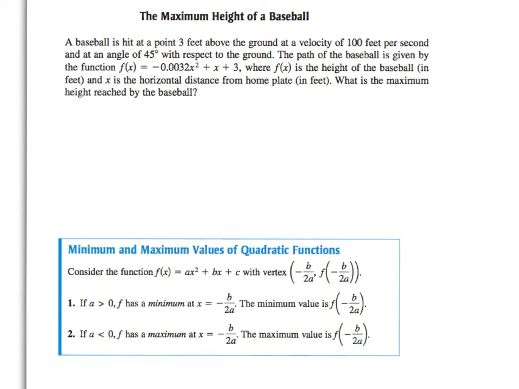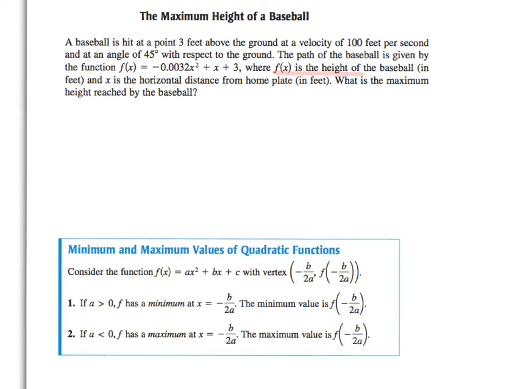A baseball is hit at a point 3 feet above the ground at a velocity of 100 feet per second and at an angle of 45 degrees with respect to the ground. The path of the baseball is given by the function f of x equals negative 0.0032 x to the second plus 3, where f of x is the height of the baseball in feet and x is the horizontal distance from home plate in feet. What is the maximum height reached by the baseball?